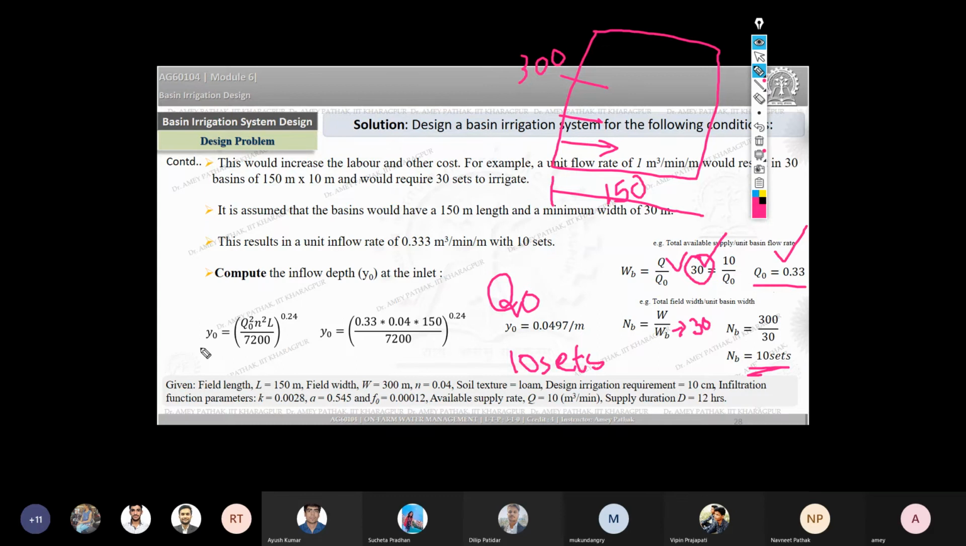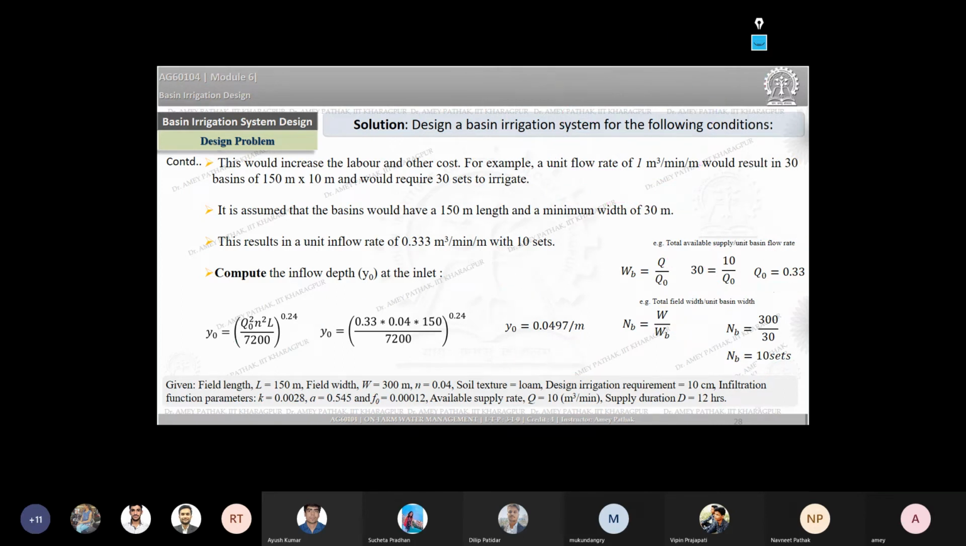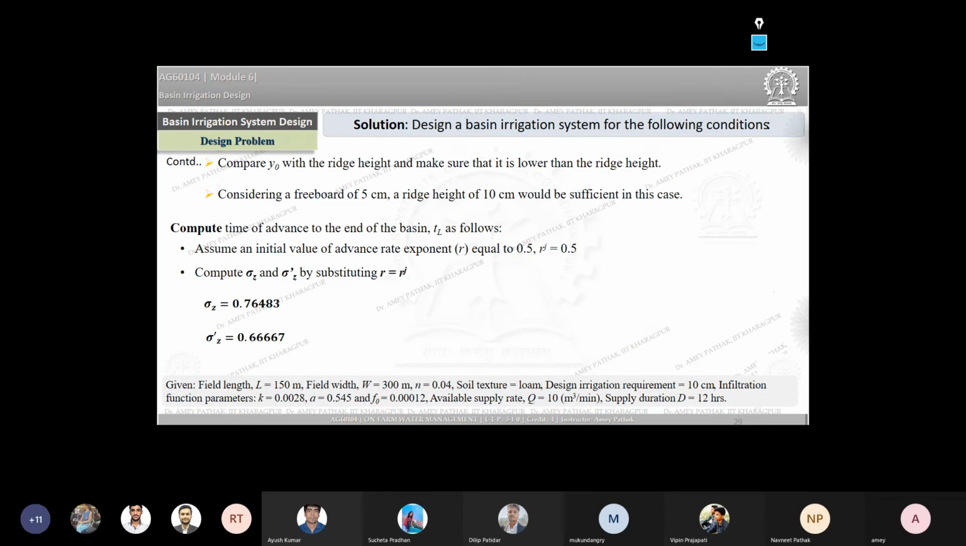Substitute this value here in order to calculate y naught. y naught is given by q naught square, so q naught we have just assumed 0.33, into n, divided by L, that is length of field, which is given 150, divided by 7200, that will give y naught. Now once y naught is achieved, we have to see whether it is sufficient. It should not pond the water, it should not overflow the field. So consider some freeboard of 5 centimeter over this.